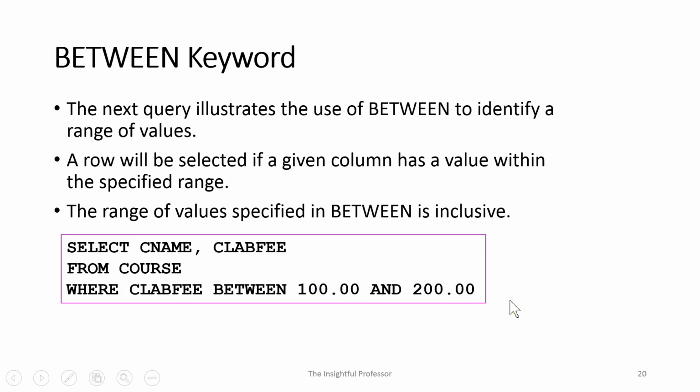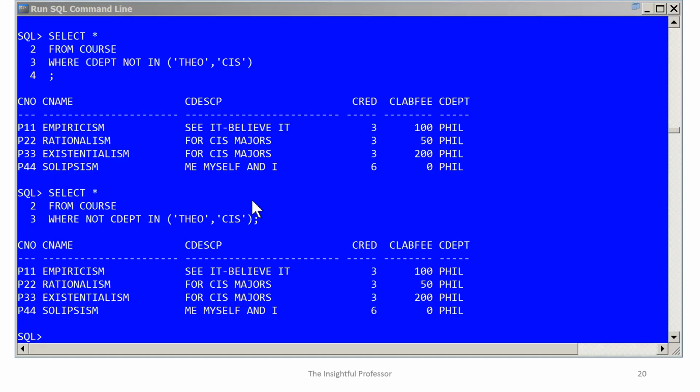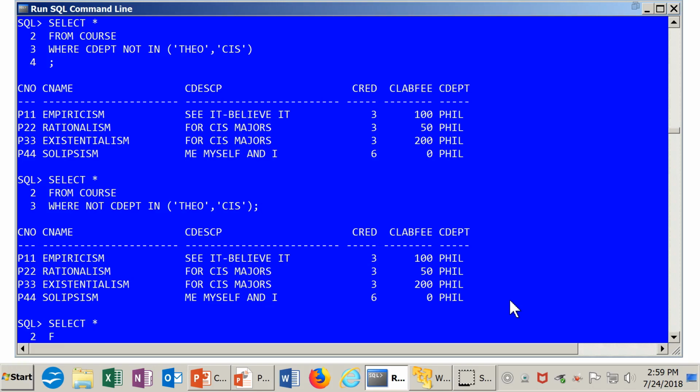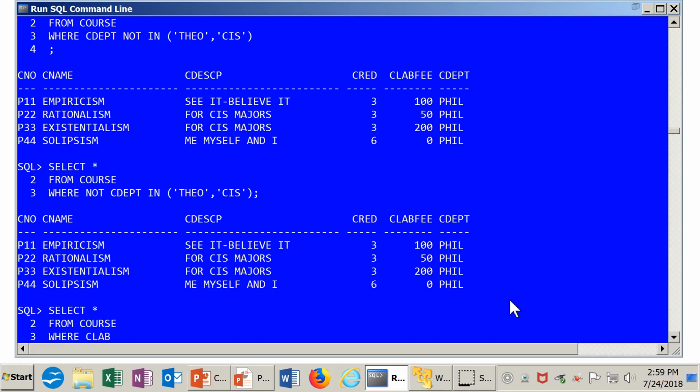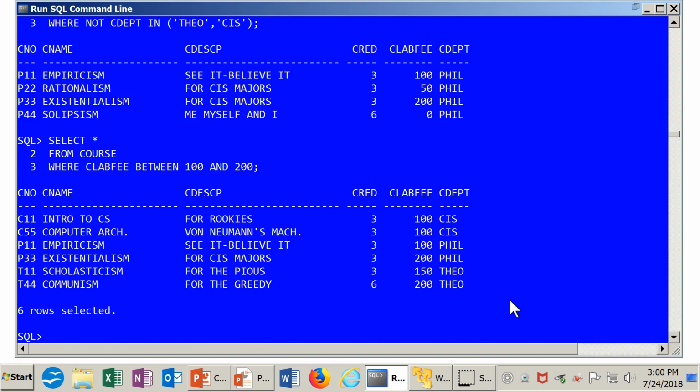But there is a little bit of a twist to this that you want to be aware of. So let's see, we're looking for lab fees between 100 and 200. So let me select from the course table where the lab fee between 100 and 200. And sure enough, we get 100, we get 200, plus we also get something in between that. So this includes the two values outside. Okay, so we're getting the two test markers or two test values. They are included within the range.